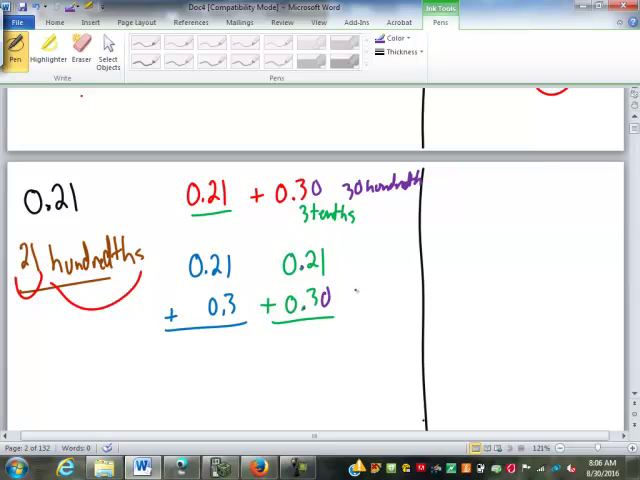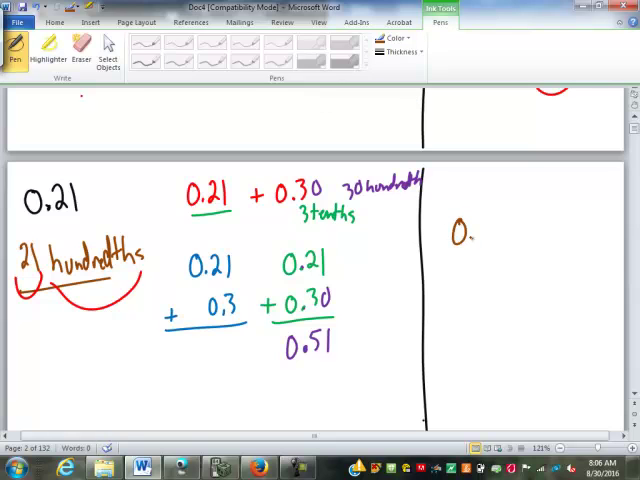Now we add 21 and 30, make 51. Where does my decimal point have to go? It just comes straight down. When we add, we keep the same name. Well, 21 hundredths and 30 hundredths have to give us 51 hundredths. Moving the decimal point straight down is just keeping the same name. Again, it's the same rules as we had for whole numbers and for fractions. It just looks a little different because it's decimals.